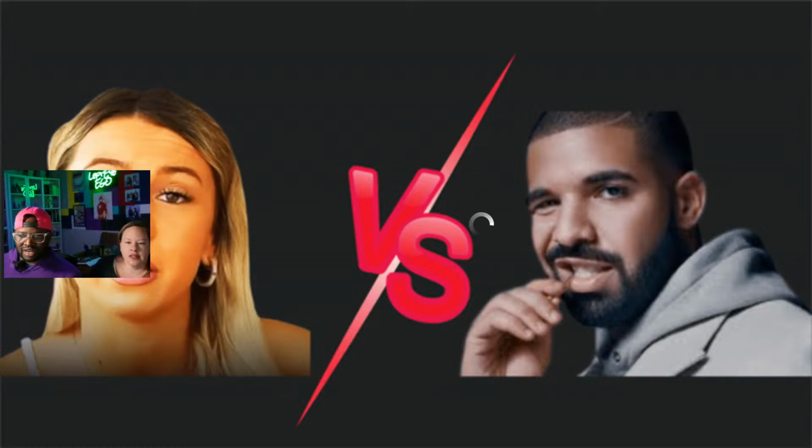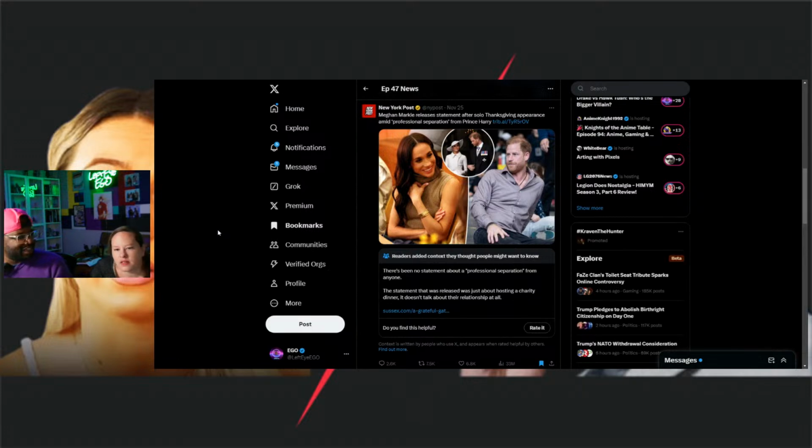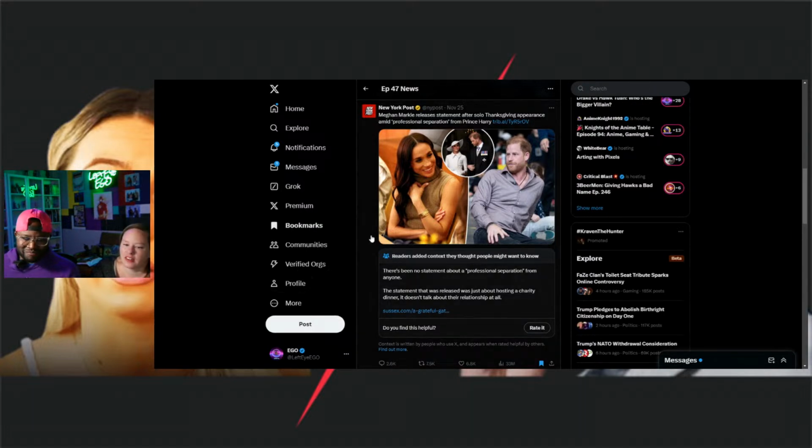So this actually happened during the Thanksgiving time frame. Although they're not saying it's a professional separation, they're doing solo things now. Like she hosted a Thanksgiving dinner for battered Islamic women. She gave them cookware. And I was like, okay. Some people are saying there's no statement about a professional separation, but they're seeing them both less and less when it comes to being out in public places together.